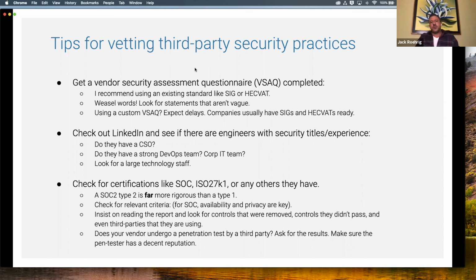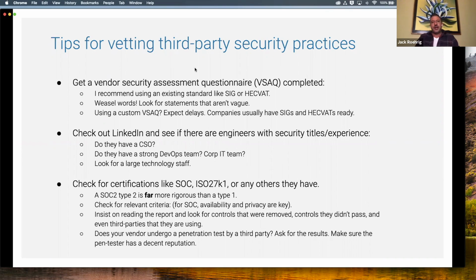Then I'll look out for weasel words. So a great weasel word would be like, mostly, or almost all, or something like that. In security, the way that people weasel is they'll use their corporate IT infrastructure as control evidence when we really care about their production infrastructure or their website infrastructure.